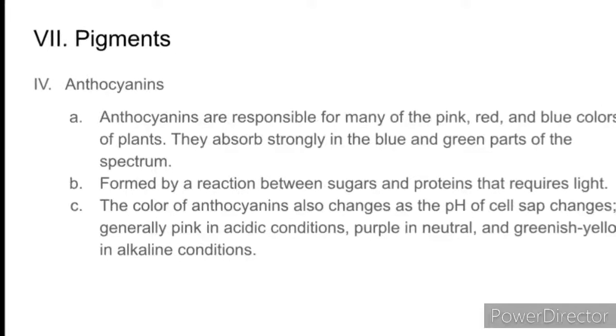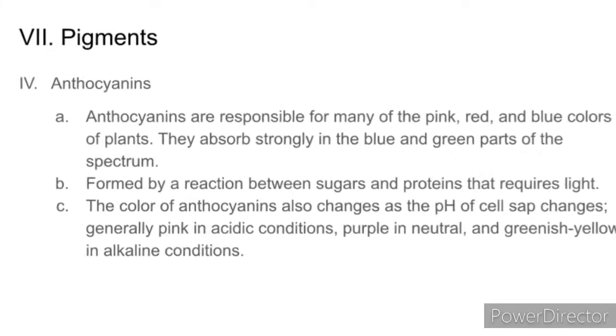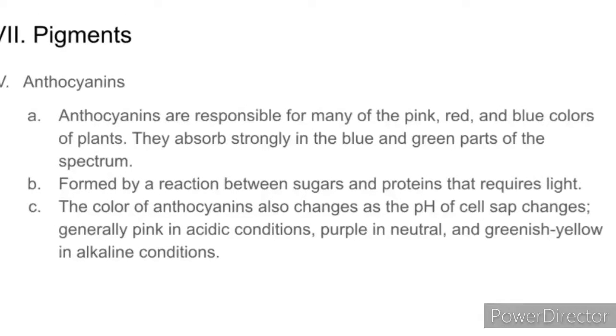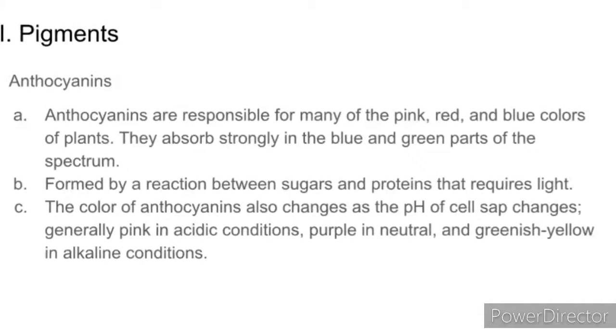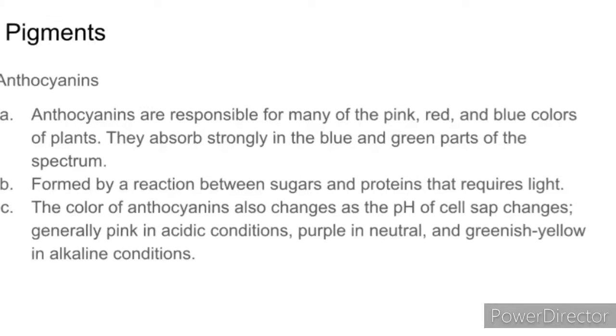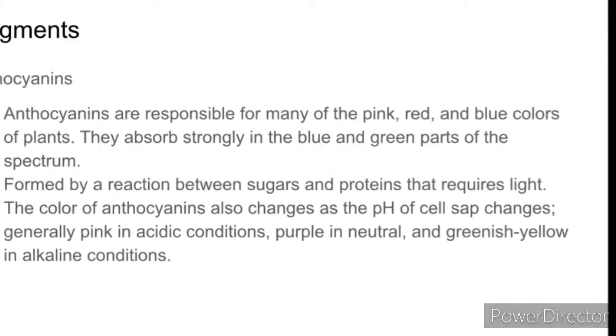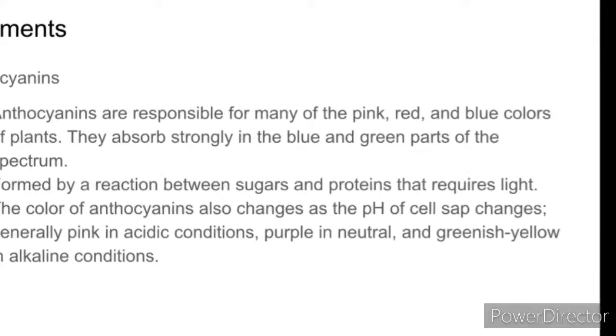Anthocyanins are responsible for many of the pink, red, and blue colors of plants. They absorb strongly in the blue and green parts of the spectrum, which is why the more red colors are going to be reflected. They're formed by a reaction between sugars and proteins that requires light, and the color of anthocyanins also changes as the pH of cell sap changes.